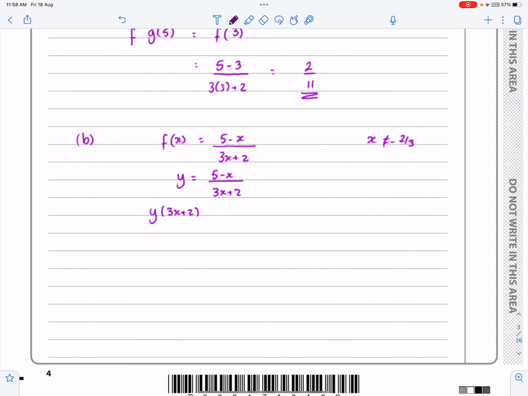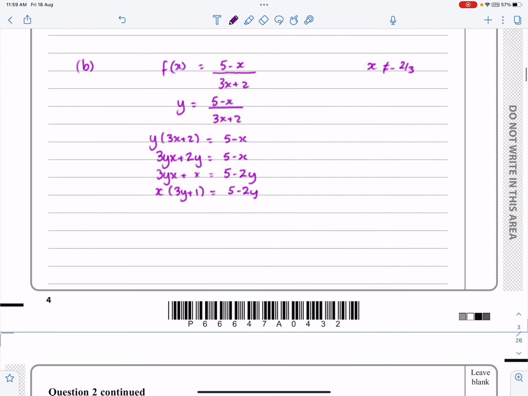Should have done lots of practice of these. Multiply everything by the denominator there, gives me that. Multiply this out, 3yx plus 2y equals 5 minus x. Collect all the x's on one side and everything else on the other side. So in this case, 3yx plus x is equal to 5 minus 2y. Factorise, take x out as a factor. I'm doing this fairly quickly because I've done lots of these as practice, so each step of this is not new to me. Isolate x now by doing 5 minus 2y over 3y plus 1, and that's my answer.